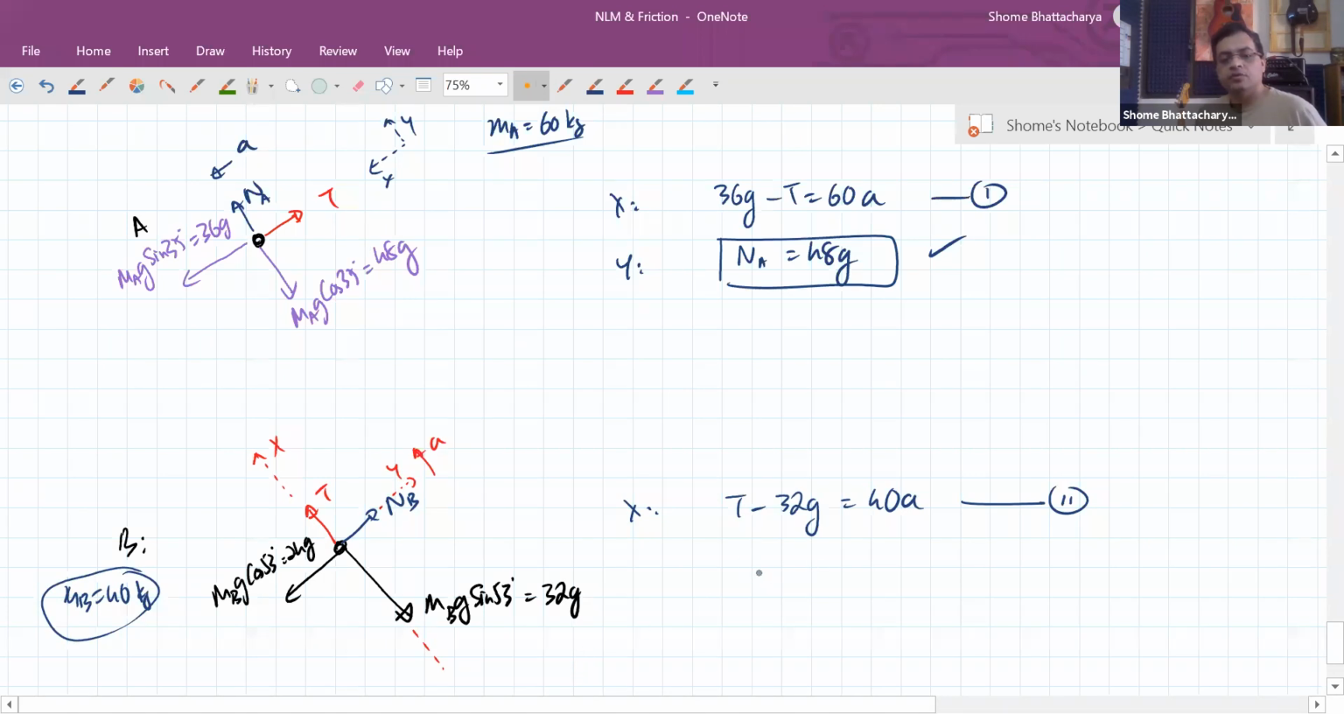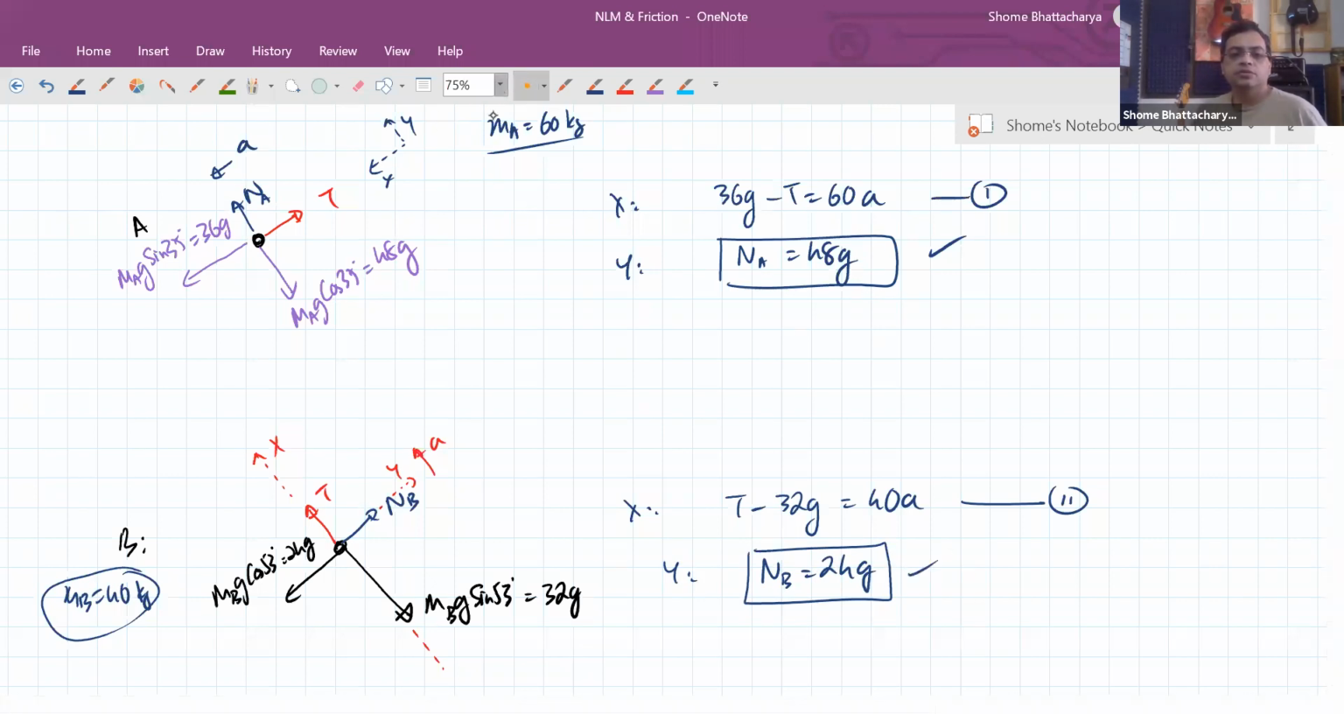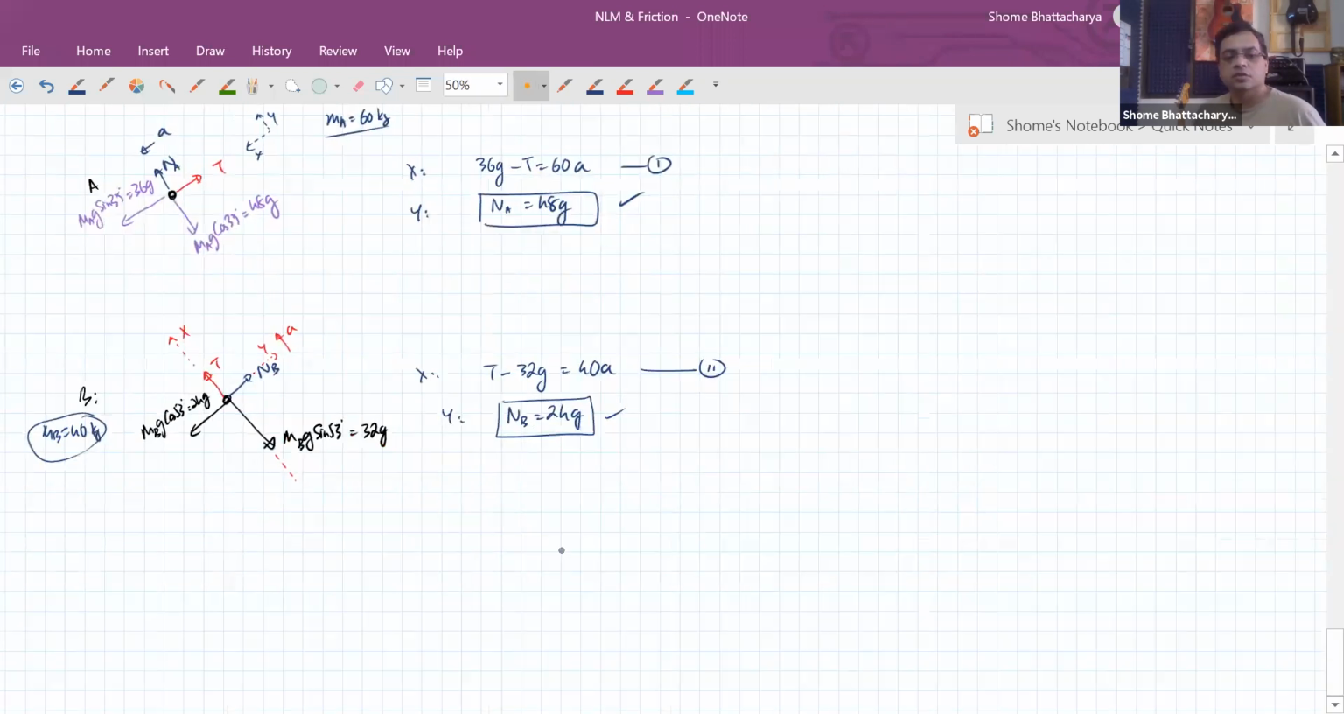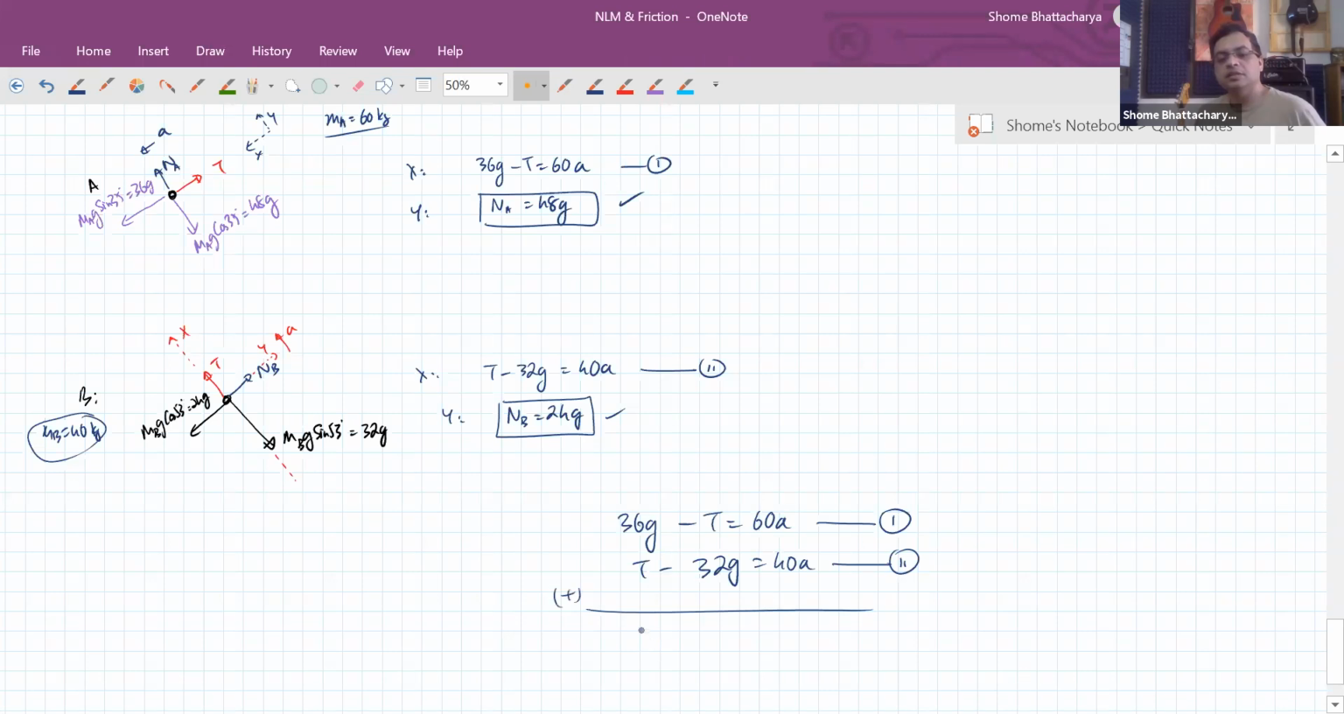And of course, along the y-axis, we have the equation normal reaction balances 24g. So that is a complete equation in itself. We don't need it. Now we can solve equation 1 and 2. So 36g minus T is equal to 60a. That's our equation 1. And T minus 32g is equal to 40a. That's our equation 2. Now we can just solve them by adding these.